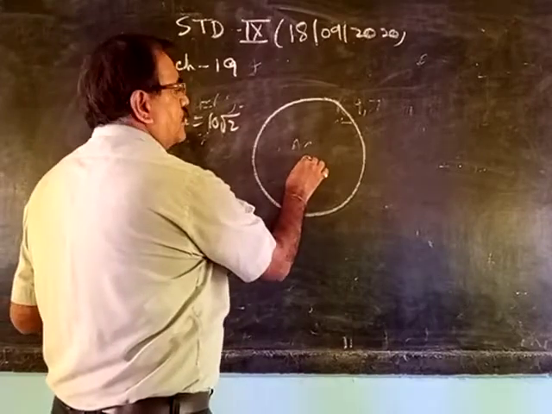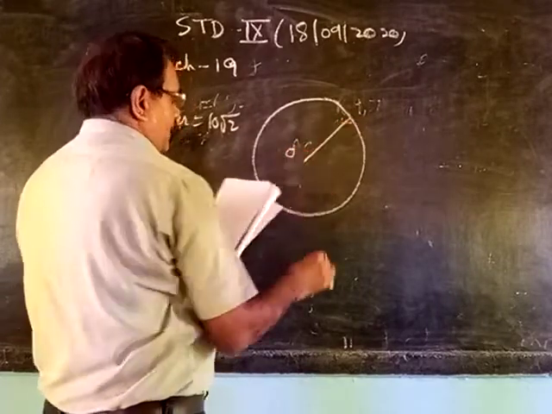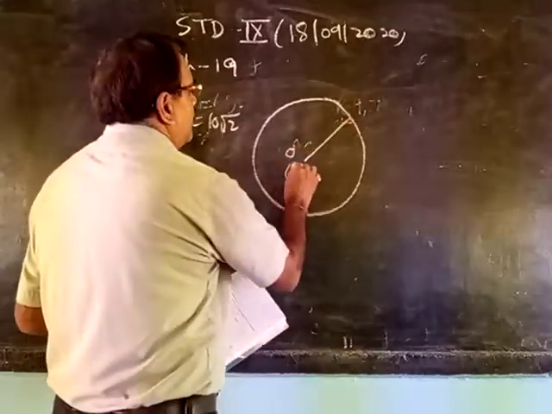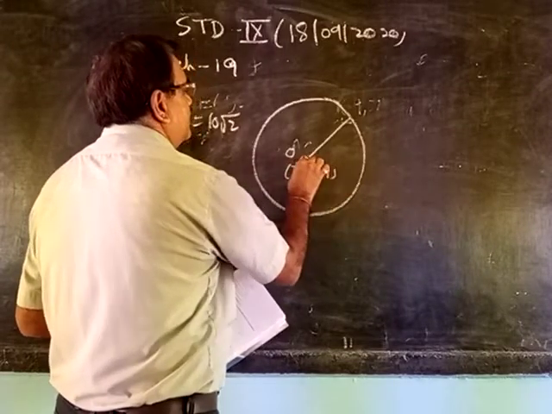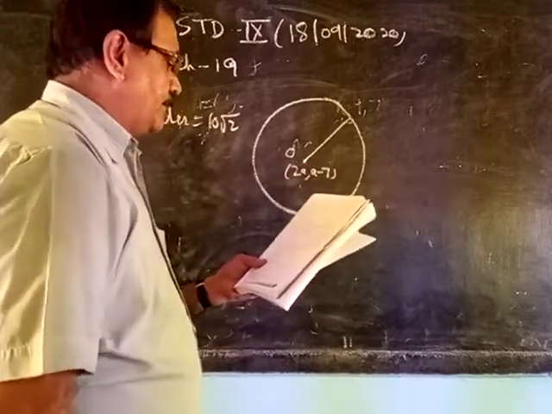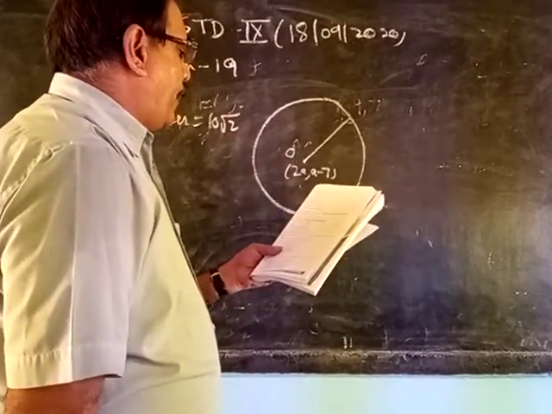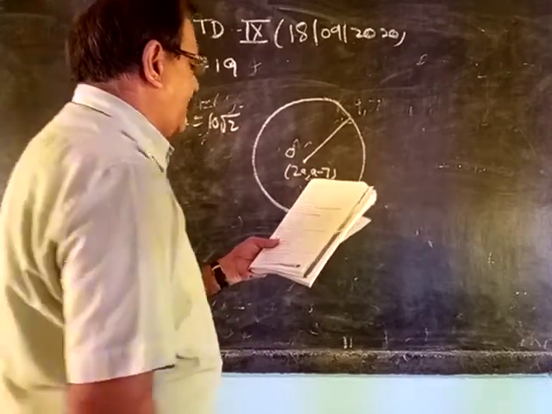This is the center of the circle, O. This center is given as (2a, a minus 7). And find the value of a, where the circle passes through the point.